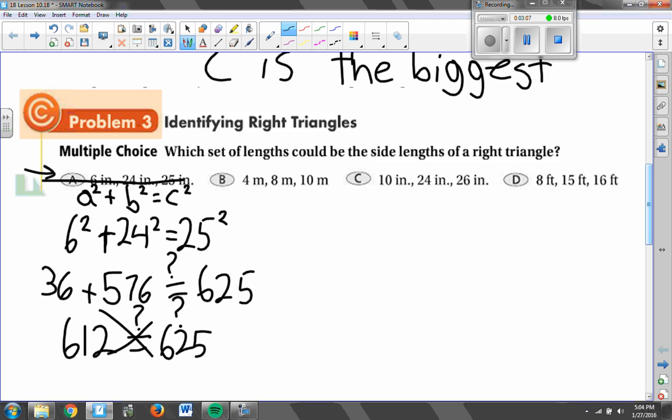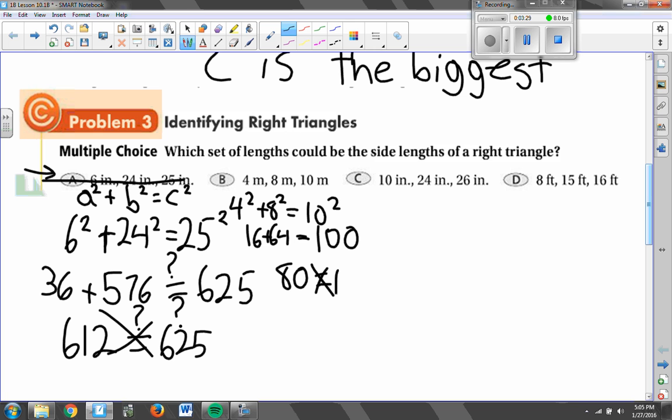We do the same thing for B. I will again keep 10 squared as my biggest, and I'll do 4 squared plus 8 squared. 4 squared is 16, 8 squared is 64, and I wonder if those equal 100. 16 plus 64 is 80. 80 is not equal to 100, so that's not a right triangle either.